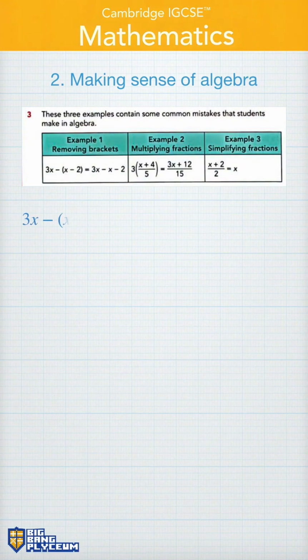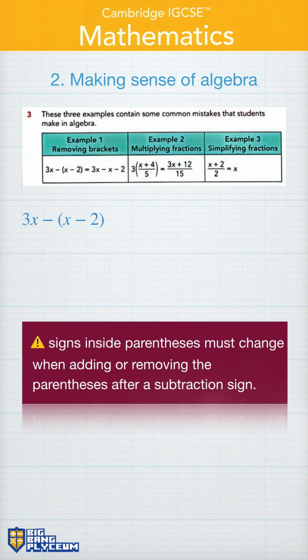Okay, number 1. It's about removing brackets, okay? So the original expression was 3x minus bracket, or parentheses, x minus 2. So we have to keep something in mind. The signs inside parentheses must change when removing the parentheses after a subtraction sign. Look at the parentheses, and in front of it is a subtraction sign. So you have to change the x minus 2 into x plus 2, okay, after removing the parentheses. So you cannot leave it like the original one, okay?